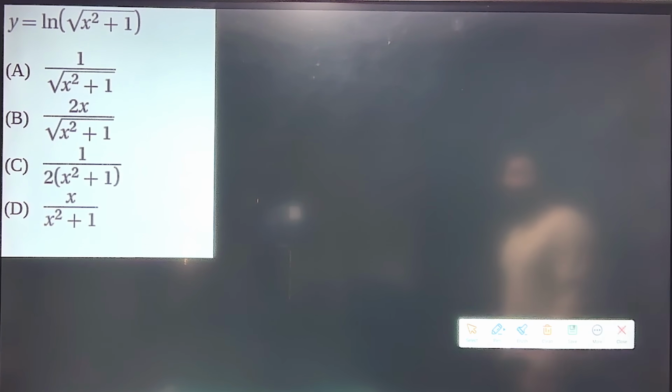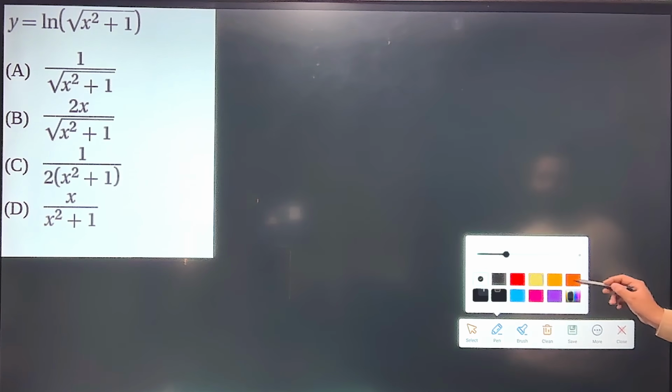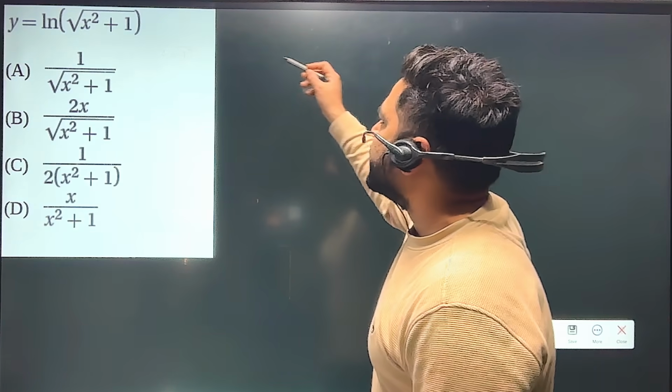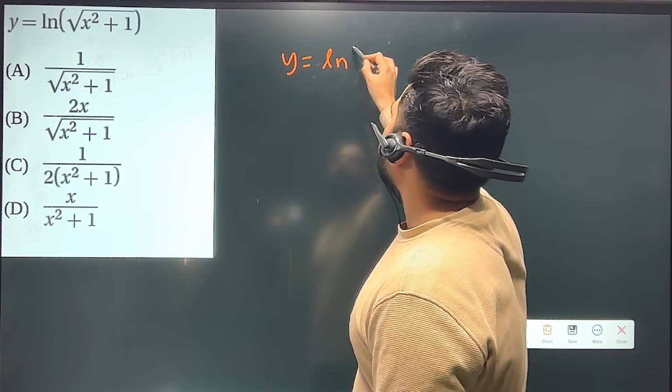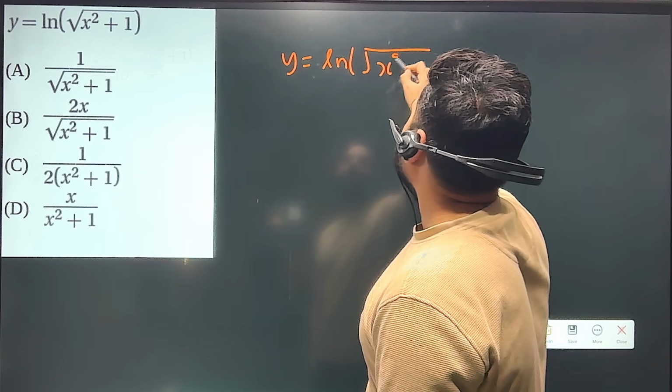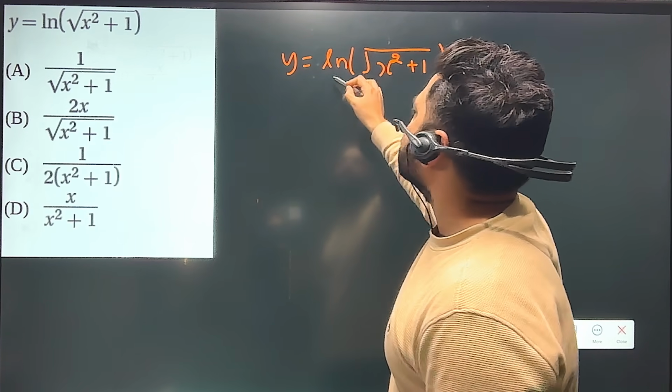ln under root x square plus 1. How to do its differentiation? y is equal to ln under root x square plus 1. So apply again the basic formula, y is equal to ln. So the ln derivative we all know. How to solve the ln part?